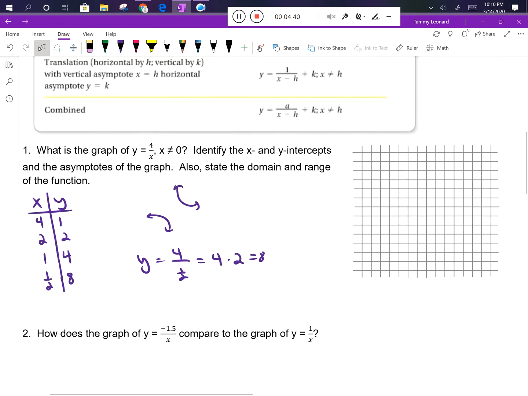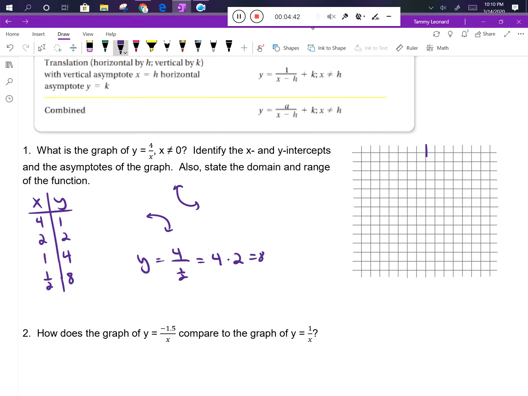So I can see that there aren't any translations on this particular one, because notice there's no minus h or plus k going on here. So I can go ahead and put my axes right in the middle of the screen. And unlike the one from the previous note sheet where we really needed to change that scale, I can fit numbers like 4 on here without changing my scale. I don't want to go to the hassle of changing the scale if I don't have to.